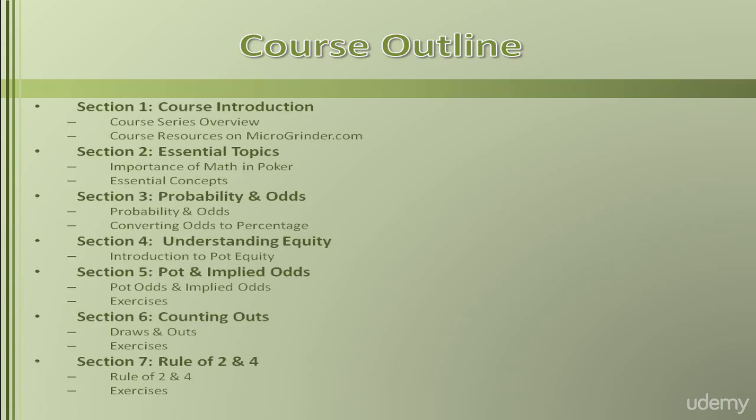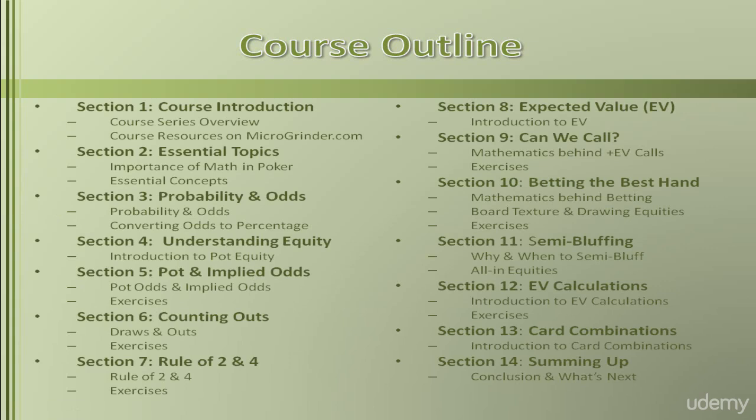So we have a fairly lengthy outline, a total of 14 different topics that we're going to cover. Well, actually 14 different sections. Some of them only cover one topic, some of them cover multiple topics. What we're doing here now is talking about our course introduction.